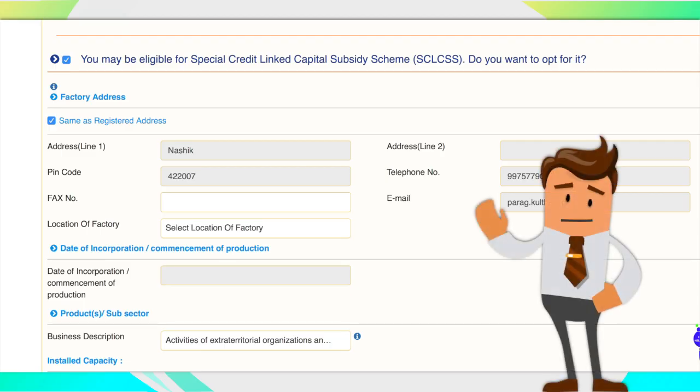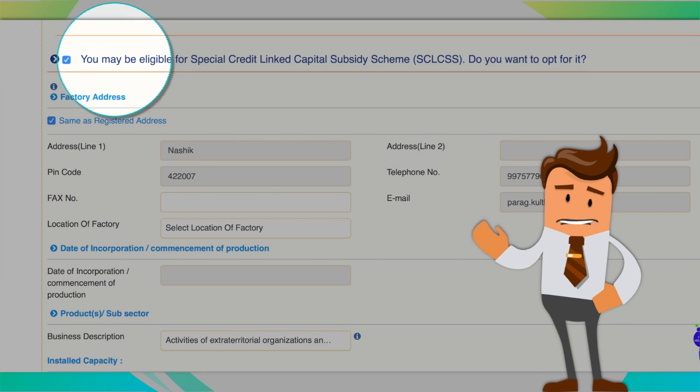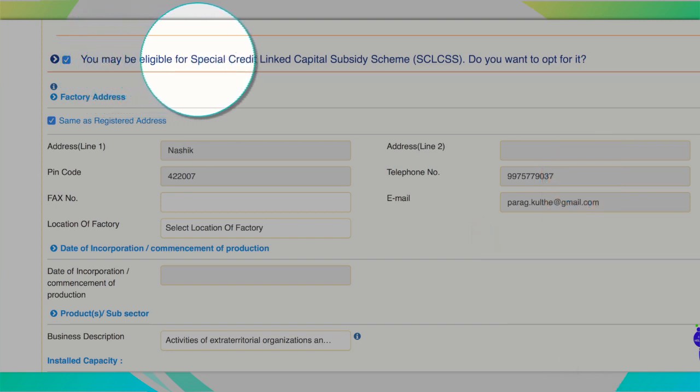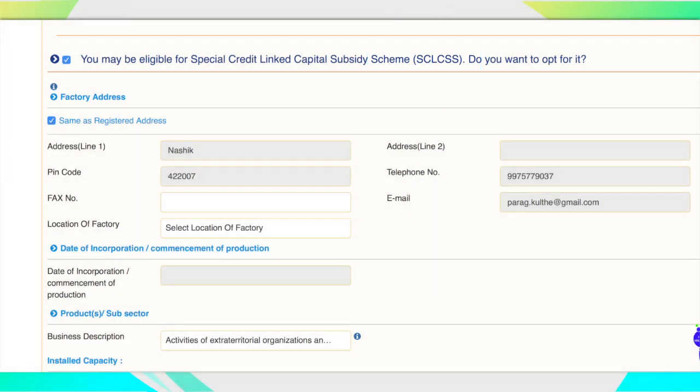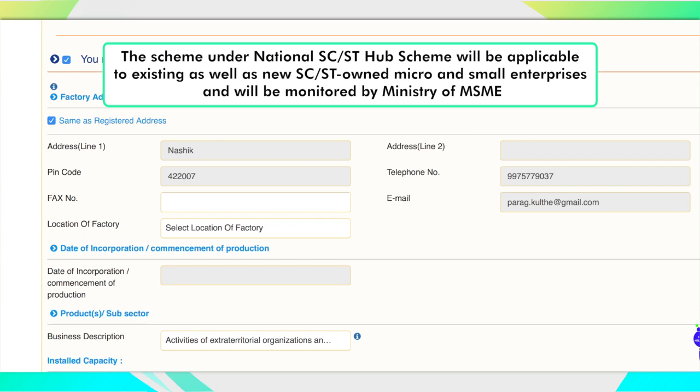In case the applicant belongs to SC/ST category, he or she has the option to opt for Special Credit Linked Capital Subsidy Scheme or SCL/CSS. The checkbox has to be activated to enable the option. The scheme under National SC/ST Hub Scheme will be applicable to existing as well as new SC/ST owned micro and small enterprises and will be monitored by Ministry of MSME.